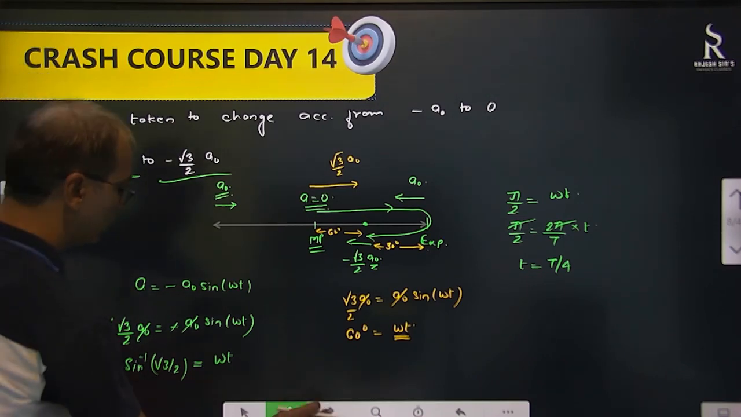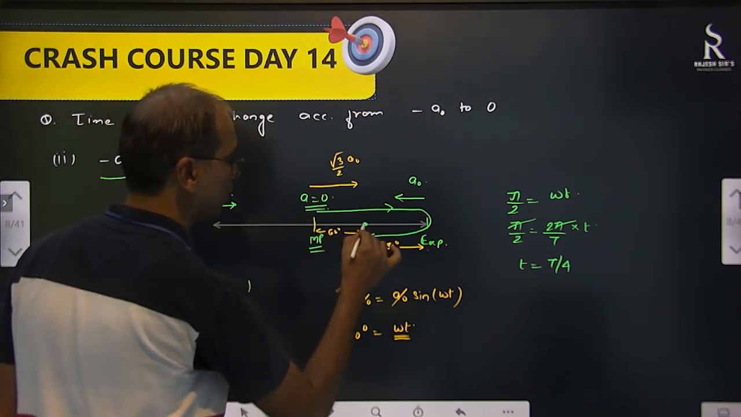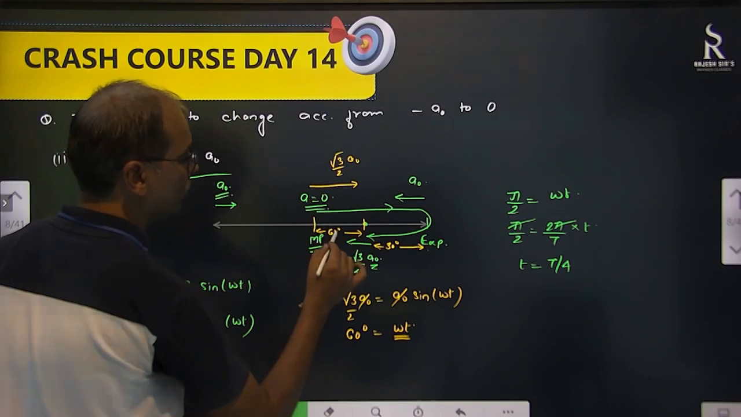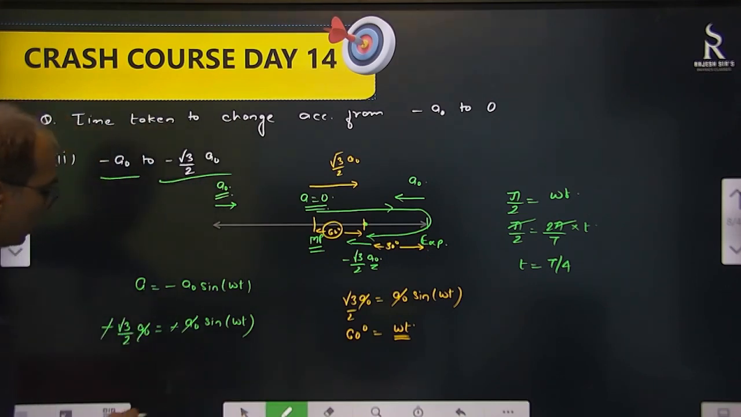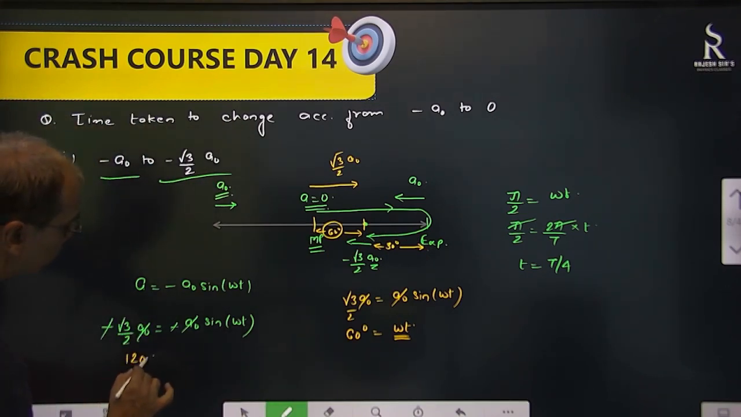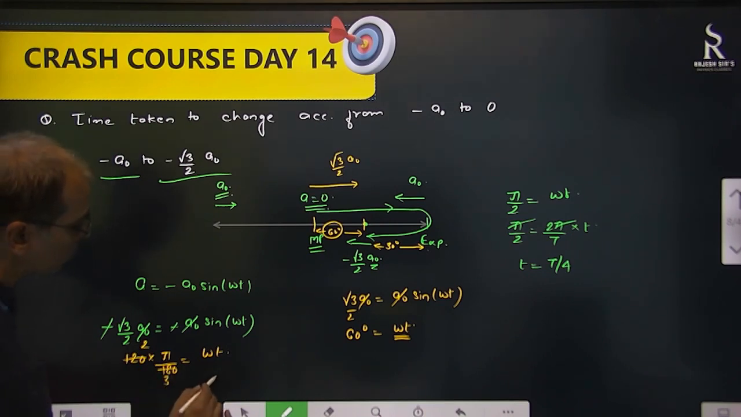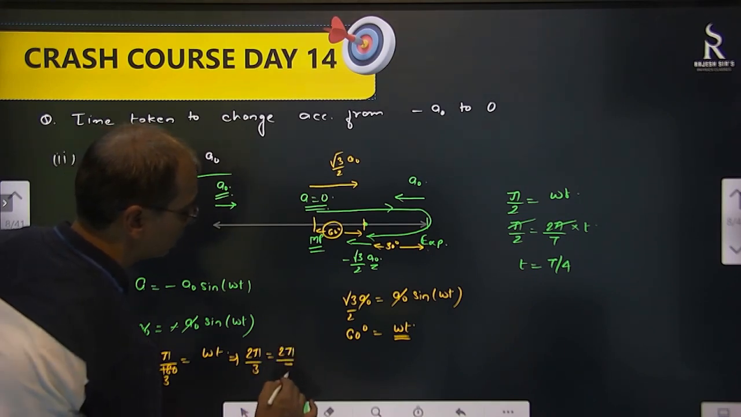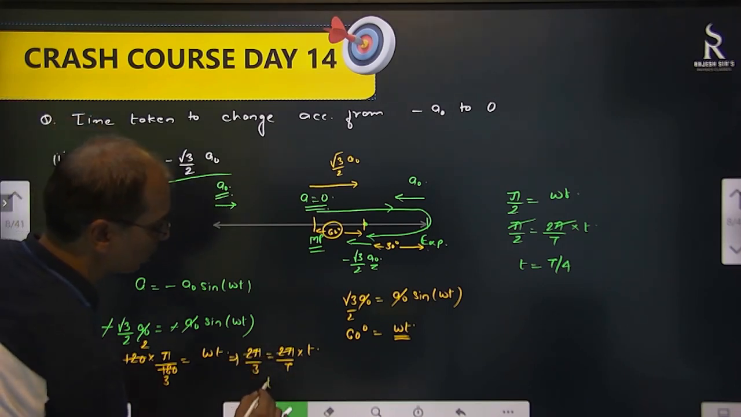So in this case, what will I write? You go with sine only. You always find it from mean position. That is better. Don't do it from this side, that will create problems. So do it from mean position always. So this is 60 degrees, this is 30, so this is 90 plus 30. How much have we traveled? 120 degrees. So 120 into pi by 180 equal to omega t. This is 2, this is 3. So 2 pi by 3 is equal to 2 pi by T into t. 2 pi cancel, so t is coming as T by 3.